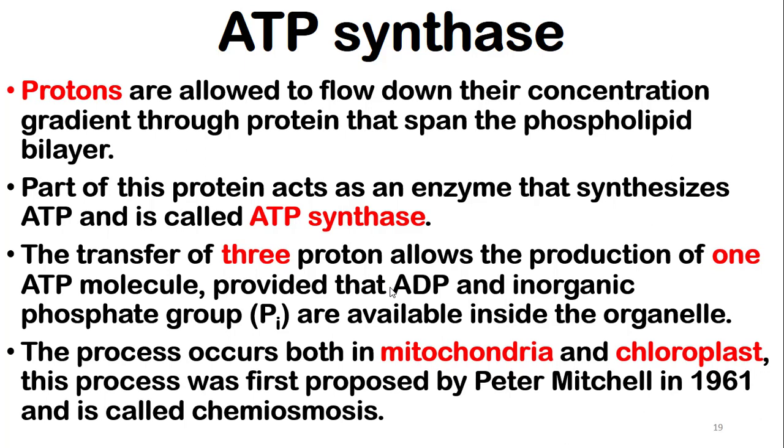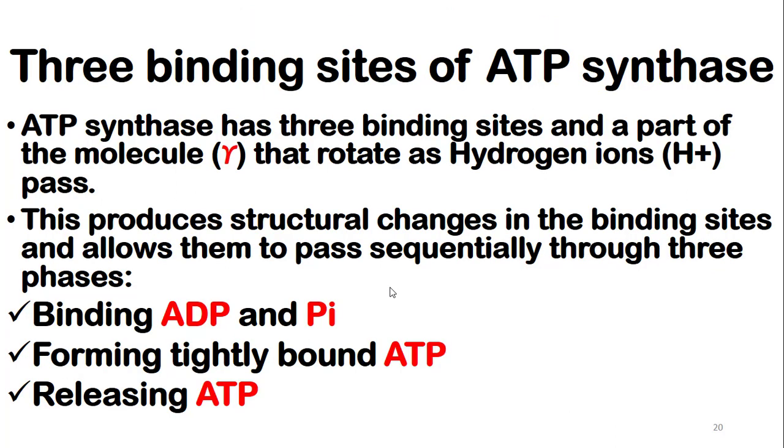The process occurs in both mitochondria and chloroplasts. The process was first proposed by Peter Mitchell in 1961 and is called chemiosmosis. For example, moving hydrogen from the intermembrane space into the matrix, the mitochondrial matrix, and the production of ATP. This process is said to be chemiosmosis.